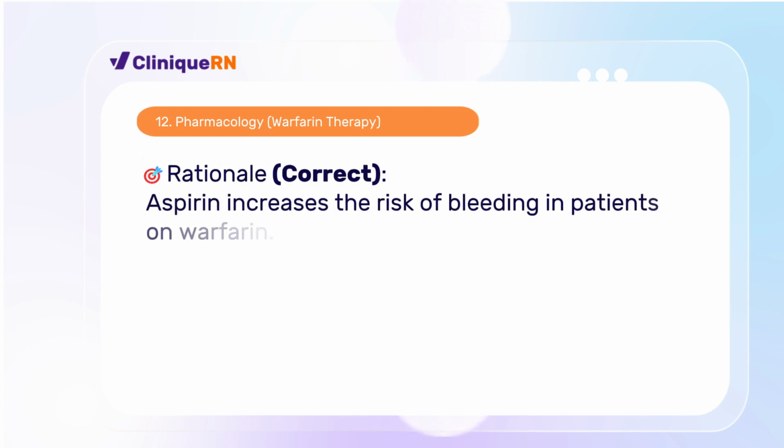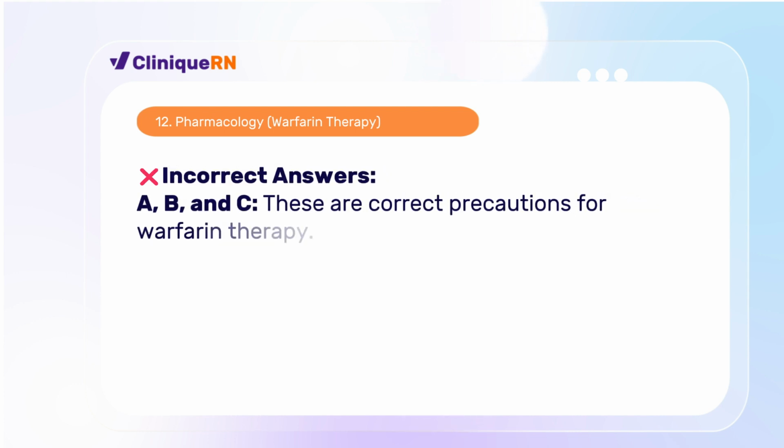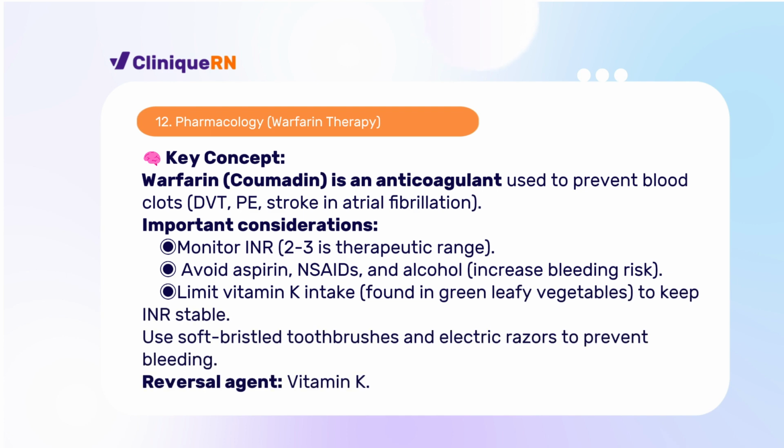Rationale. Correct. Aspirin increases the risk of bleeding in patients on warfarin. Incorrect. A, B, and C. These are correct precautions for warfarin therapy. Key concept. Warfarin, Coumadin, is an anticoagulant used to prevent blood clots: DVT, PE, stroke and atrial fibrillation.